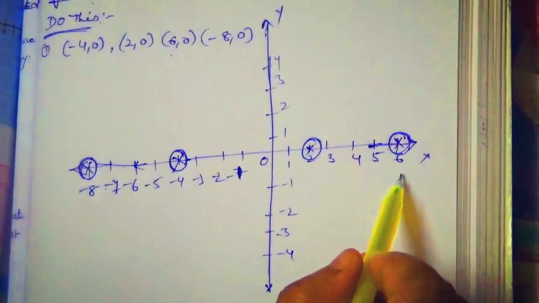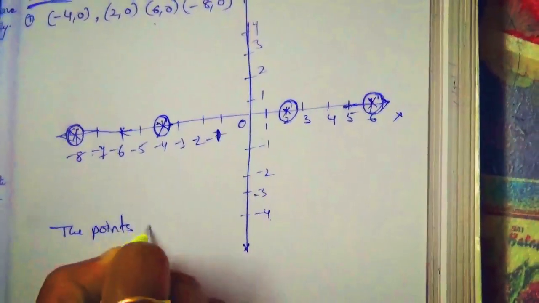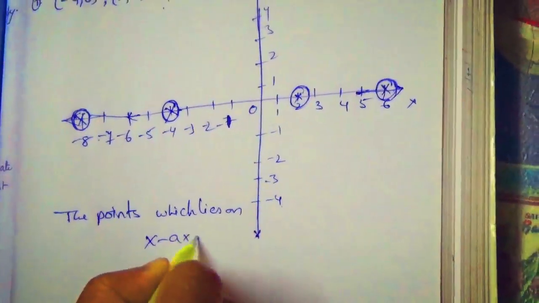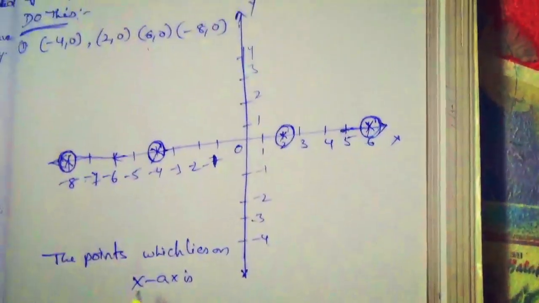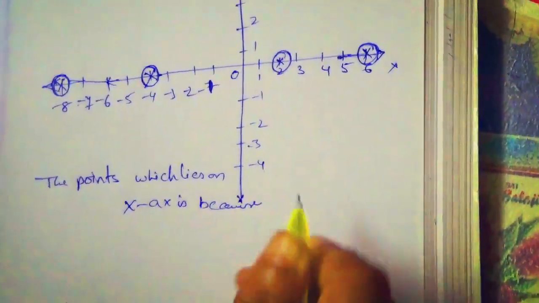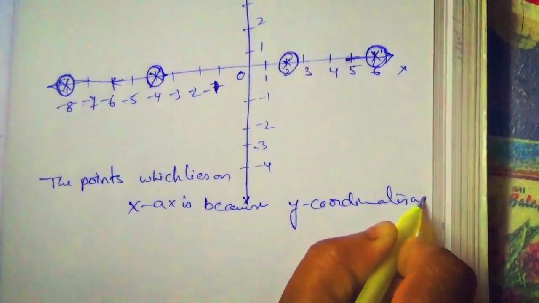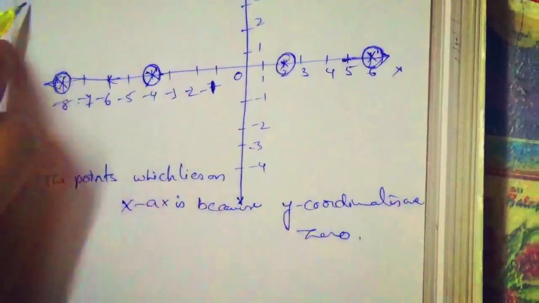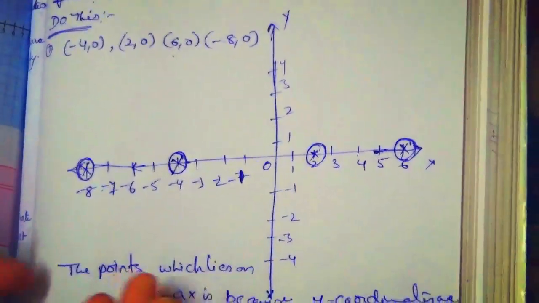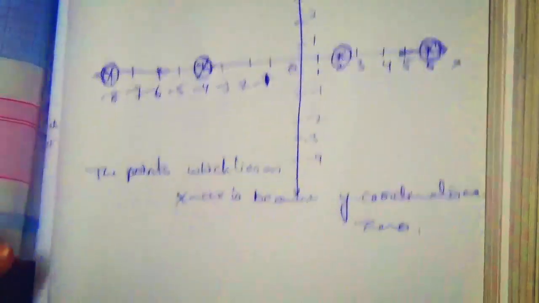Where do the points lie? The points lie on the x-axis. Why? Because the y coordinates are 0, right? In all the points the y coordinates are 0. If the y coordinates are 0, where do the points lie? On the x-axis itself. Okay, it is the answer for the first question.